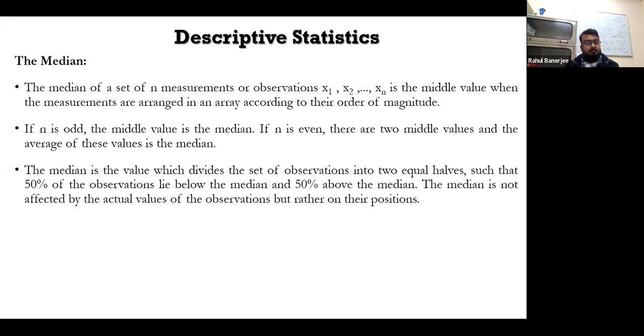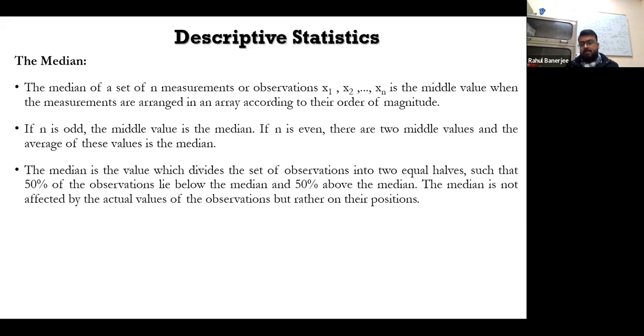Now say the number of observations is even, say 6. So you have 1, 2, 3, 4, 5, 6. In that case, you are not getting a particular median. So what to do? If you take 3 and 4, there are two middle values, 3 and 4. There are two values before them, 1 and 2, and 2 values after that, 5 and 6.